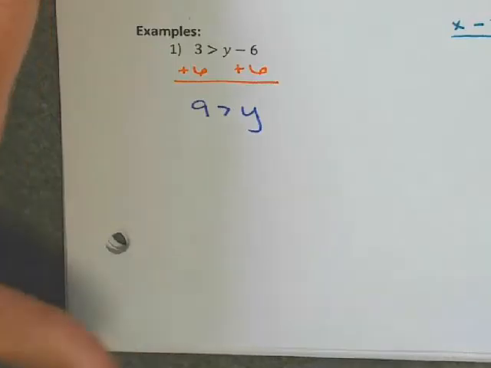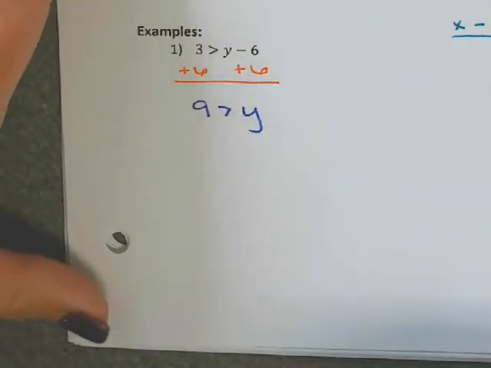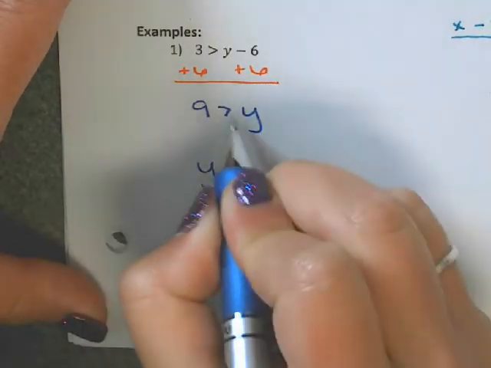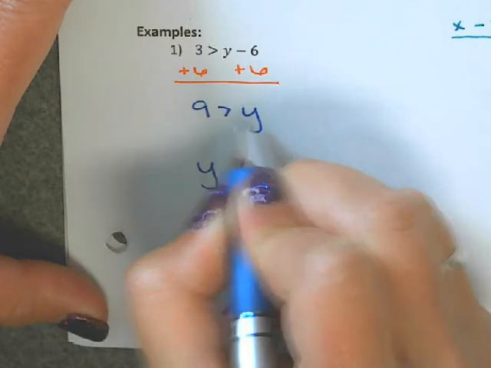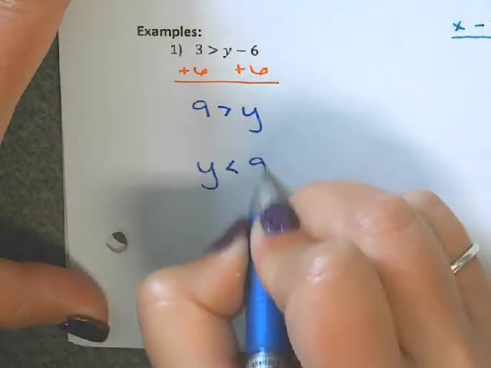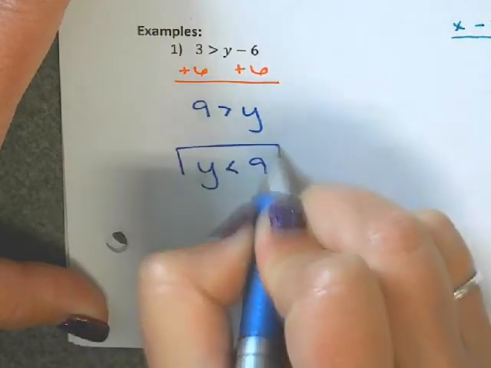Now, when I do this, I really like it so that my y is on the left side. So I rewrite this, so y, notice that the arrow side is pointing towards y, so I have to write it this way. Y is less than 9, and that would be my answer.